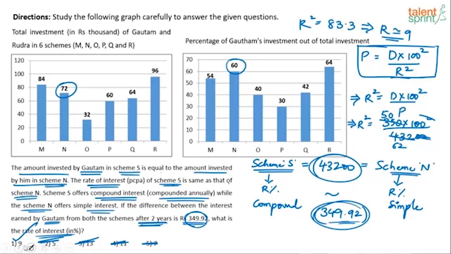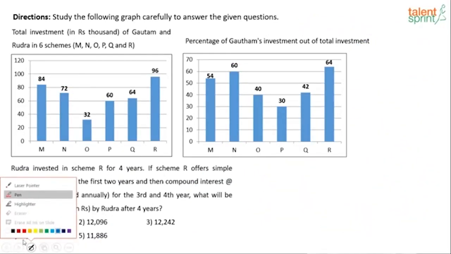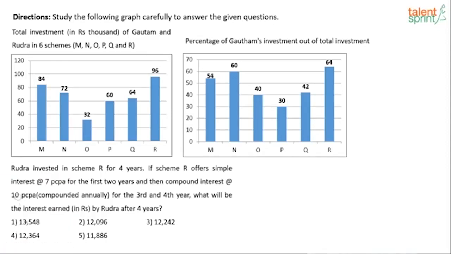Next question. Again, don't assume it is too lengthy. Since I'm explaining it, it is taking longer, but you know what needs to be done, right? Apply this shortcut formula, P equals D into 100 square by R square. Next question. Okay, here's the next one. Try this out.